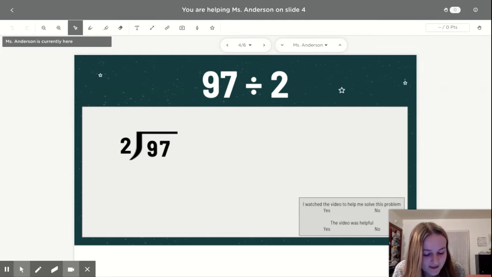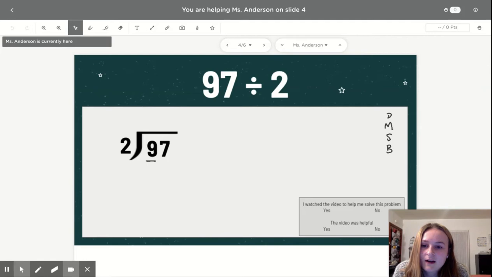So the first thing that I'm going to do to solve this is write out my helpful hint, which is dad divides, mom multiplies, sister subtracts, and brother brings down. That will help me remember the order of how I should solve this problem. So I'm only going to focus on one number at a time right now, and the first number I'm going to look at is 9.